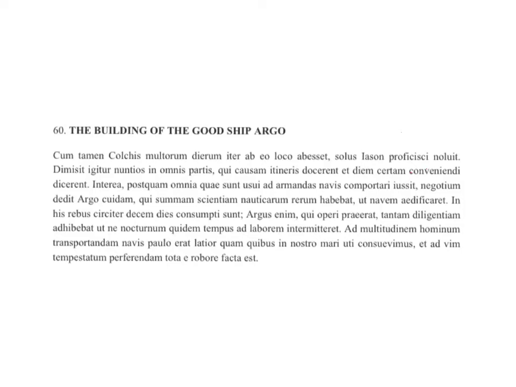Qui plus the imperfect subjunctive here, docerent, is going to be the alternative form of the purpose clause using the relative pronoun qui instead of ut. So to teach the reason of the journey, et, and to announce, dicerent, again a continuation here of the purpose clause, and to announce, diem certam, a certain day, a set day, conveniendi, gerund there, of gathering, it is active, so a certain day of gathering together.